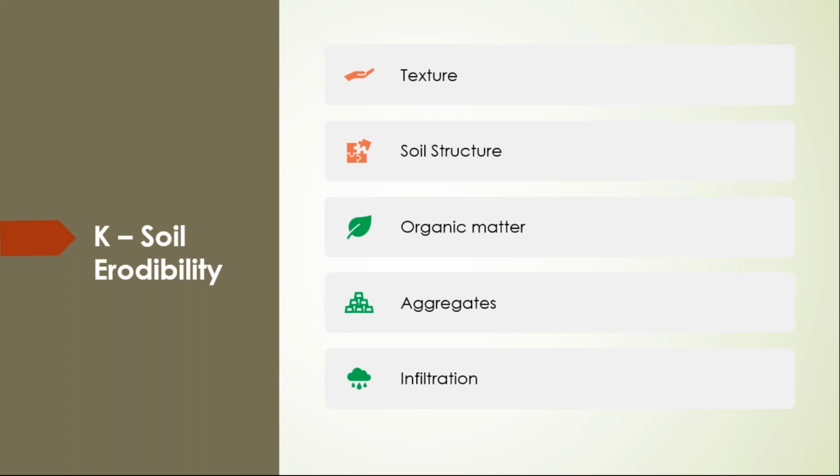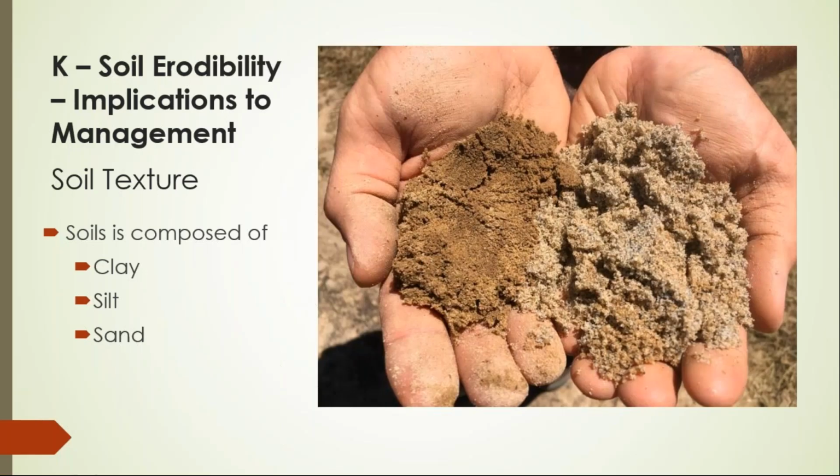So the next factor that's part of the universal soil loss equation, or the revised universal soil loss equation, is the K factor, or soil erodibility. Of all the things we could talk about, we're mainly going to focus on 5 important properties here: texture, structure, organic matter, aggregates, and infiltration. And some of these we have more influence over than others.